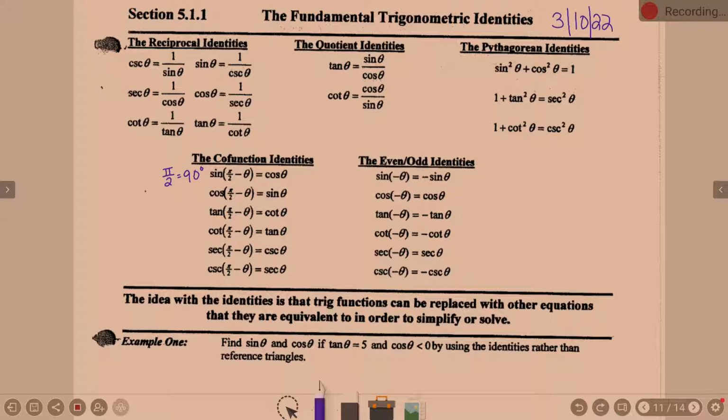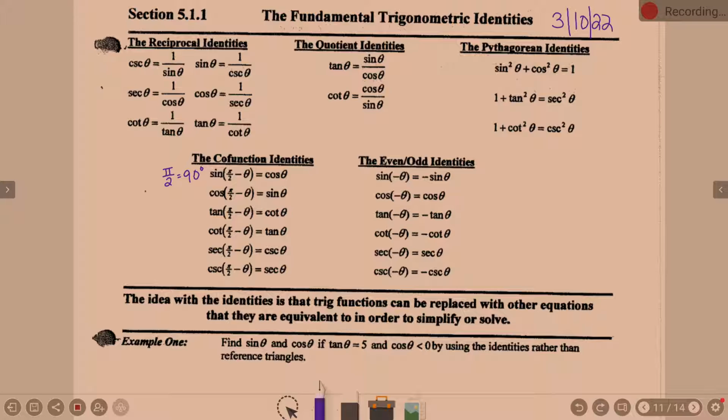And then the last ones we have are the even and odd identities. We've talked about even and odd functions this year. That has to do with symmetry: if it's even, it's symmetric across the y-axis. If it's odd, it's symmetric across the origin. So the even and odd identities help us if there is a negative on the variable. What is it equal to? For instance, sine of negative theta is equal to negative sine theta.